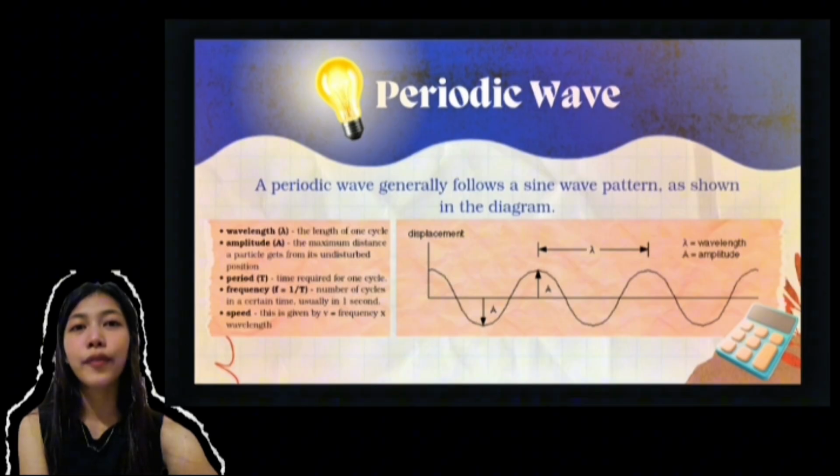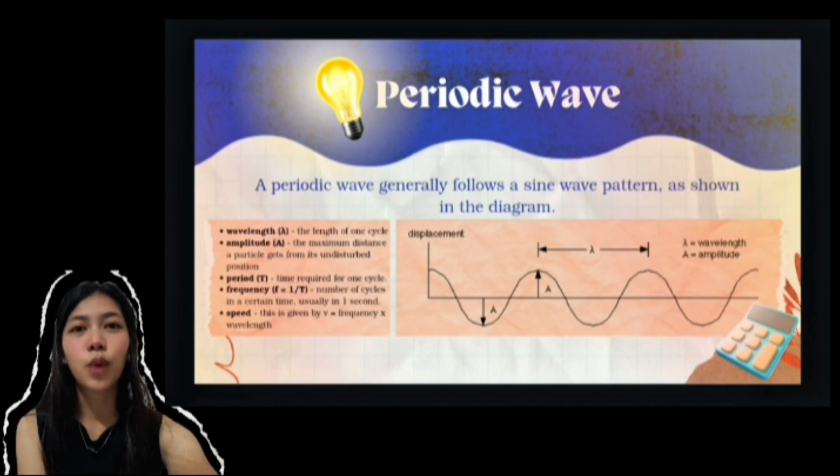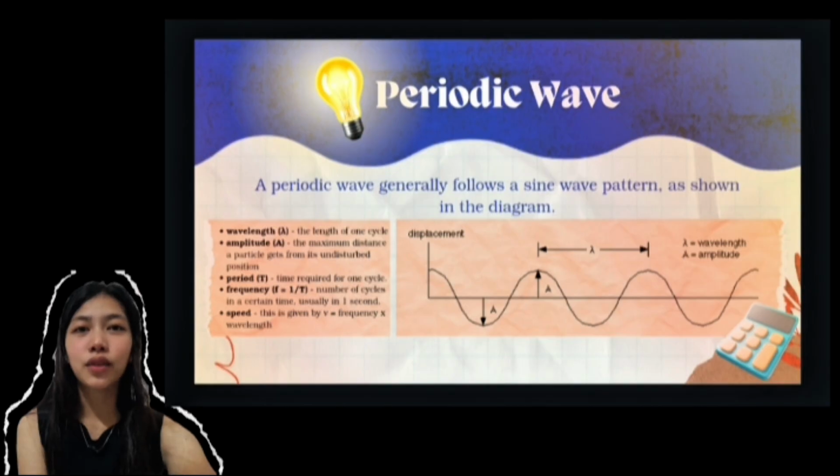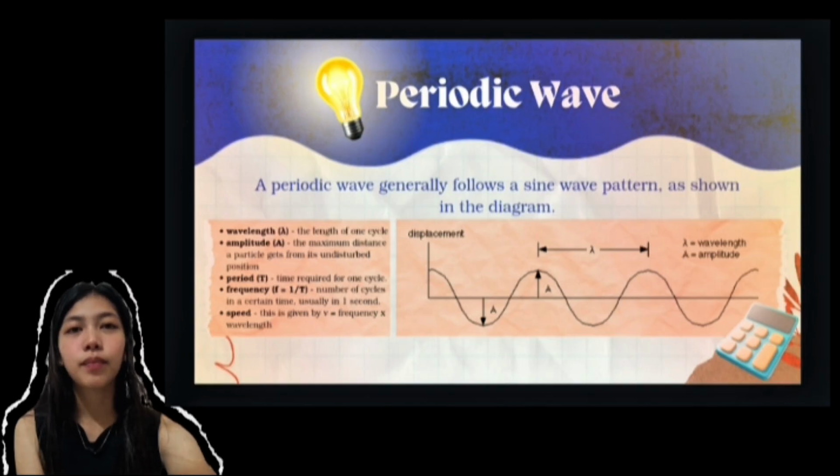Wave speed is how fast the wave travels. The formula is wave speed equals frequency times wavelength. So if you know two of these quantities, you can easily find the rest using these formulas. Example, if the frequency of a wave is 5 Hz and its wavelength is 2 meters, then its speed is v equals 5 times 2, then we get 10 meters per second.